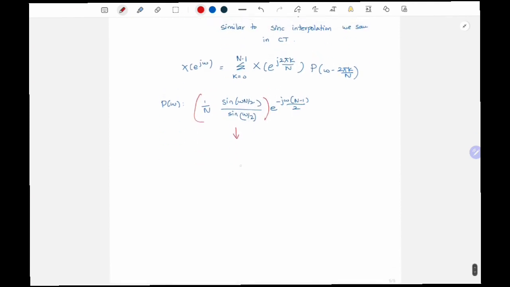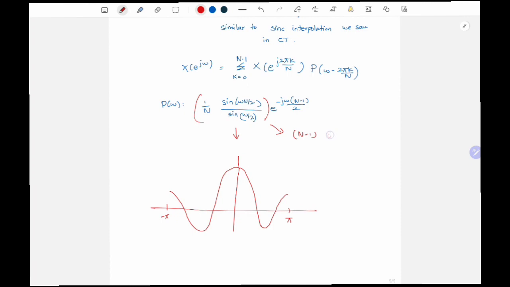if we try to plot it, we'll see that it is periodic in 2π. So if I draw from minus π to π, I'll have something like this. This function will have N minus 1 zero crossings. So here you can see 1, 2, 3, 4 are there. So this I have drawn for N equal to 5 in an interval of 2π.